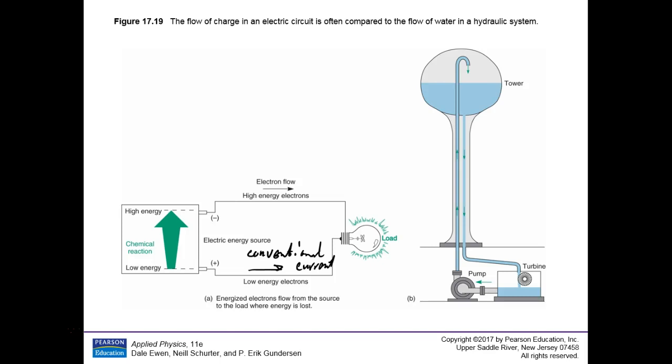Okay? And then you have the load over here. This happens to be a light bulb. Picture this as a battery, a flashlight or something. You have the battery in here and the bulb here, something connecting the two. And this is DC because it is a battery, direct current, and it goes through like this.